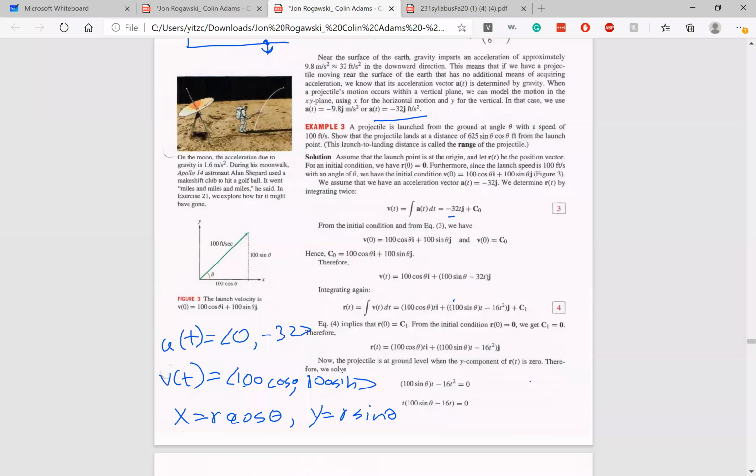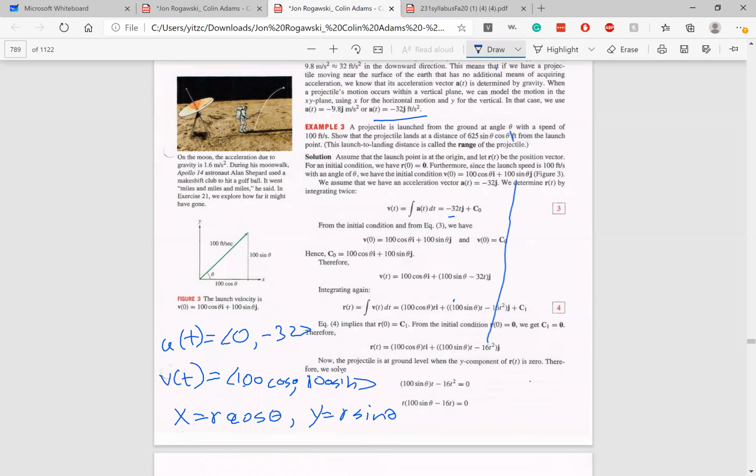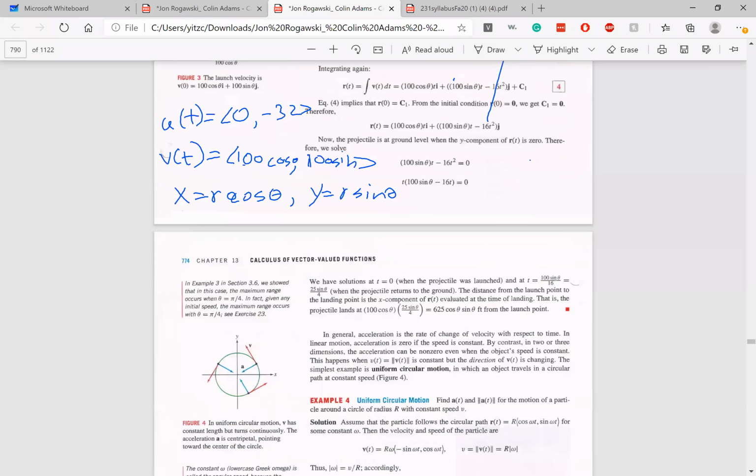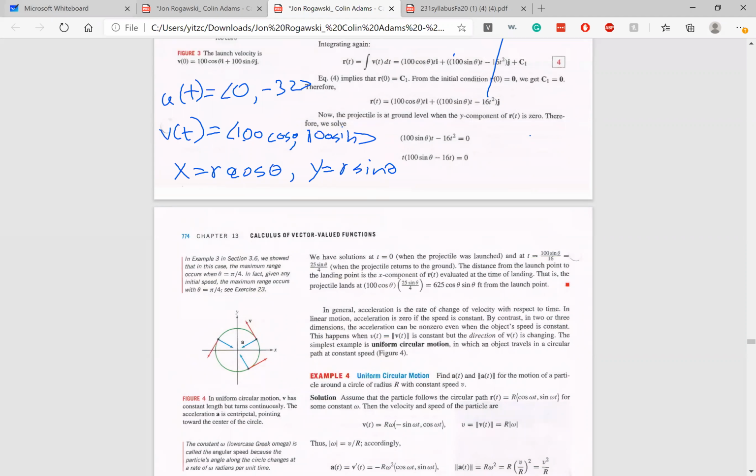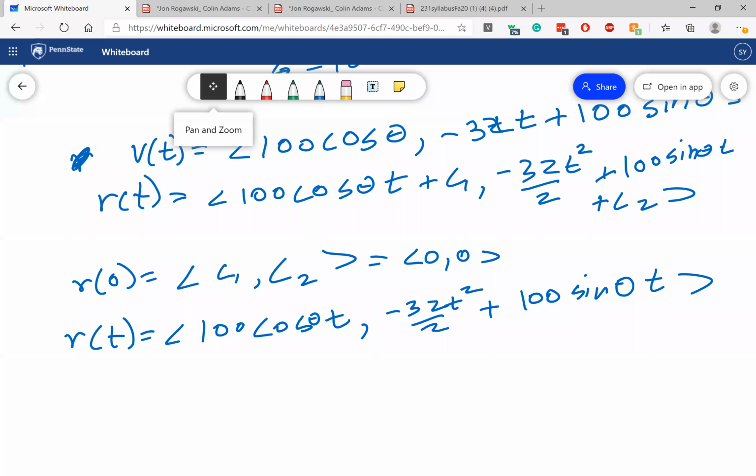Although, okay, one second, let me. Let's see. It was launched at this t. So then they plug that in. It's equal to that distance from the launching point, and then they plug that into t. So yeah, they tell us that, so let's set this thing equal to 0.